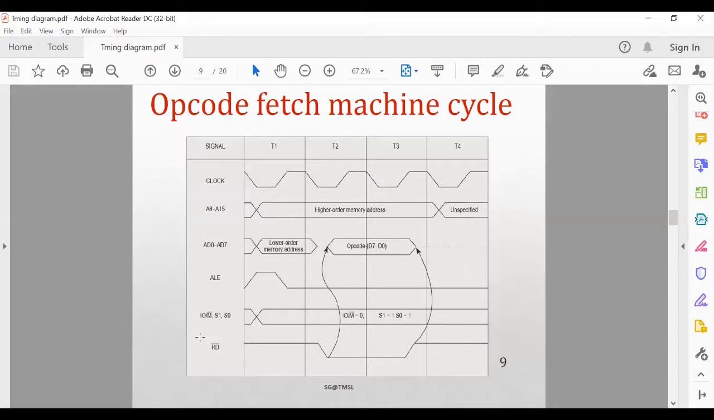Opcode fetch machine cycle is basically the first step in the execution of any instruction. In this cycle, the microprocessor reads the opcode of an instruction from the memory, because we know that every instruction is stored inside the memory. From that memory, it fetches that opcode. The control and status signals for this machine cycle, IO/M bar, S1 and S0, are IO/M bar equals 0, S1 equals 1, S0 equals 1.